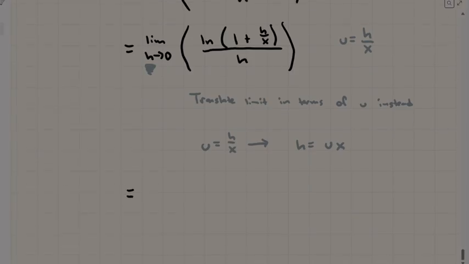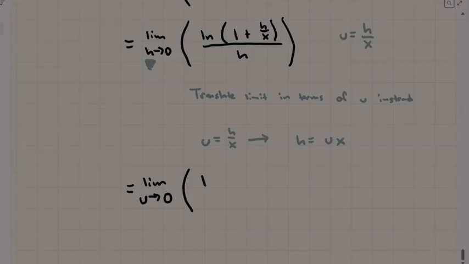And so let's see what happens. So now we want to know what happens, as h goes to 0, our denominator of u will also go to 0. Right? So now we can talk about u instead of h. So as u goes to 0, ln(1 + u) over u times x. Right? Because that's what h is, we're substituting ux in for h.